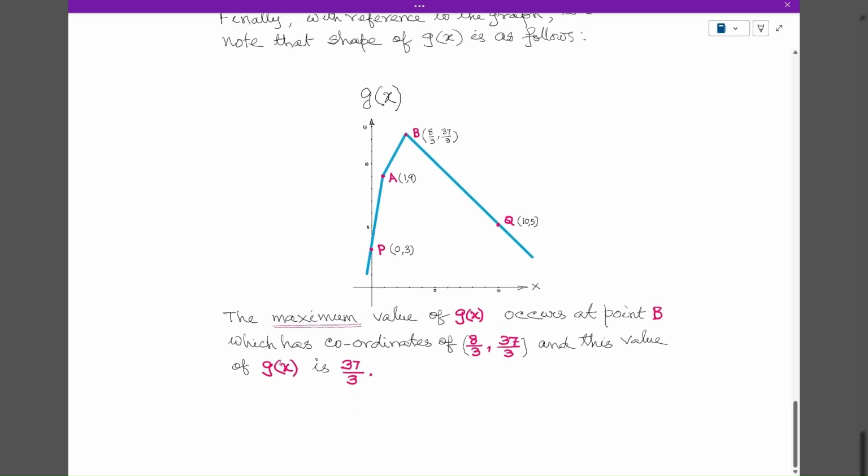From this graph, it is clear that the maximum value of g(x) occurs at point B, and since this has the coordinates (8/3, 37/3), the value of g(x) therefore is 37/3 at point B, and this is the answer. This is the maximum value of g(x).